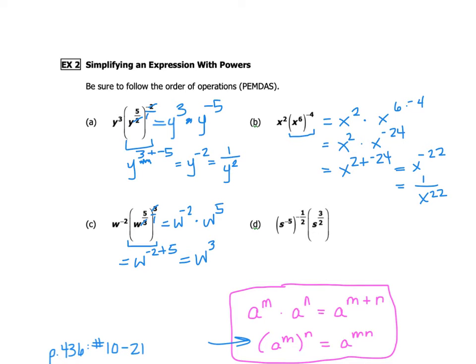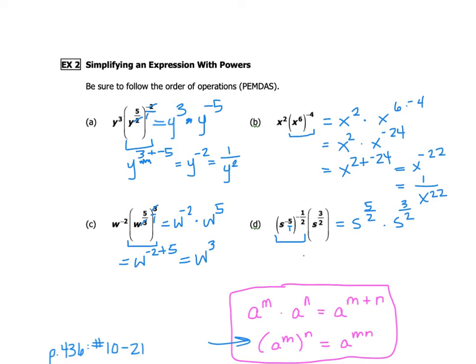Now, in my last example, example D, we just have things in a different order. But once again, you're going to use your power rule first. So first thing I'm going to do is use my power rule and multiply those powers. If it helps, put a 1 under that 5. So this is S. Negative times negative gives me positive. So this is S to the 5/2 power when I multiply those fractions times S to the 3/2 power.